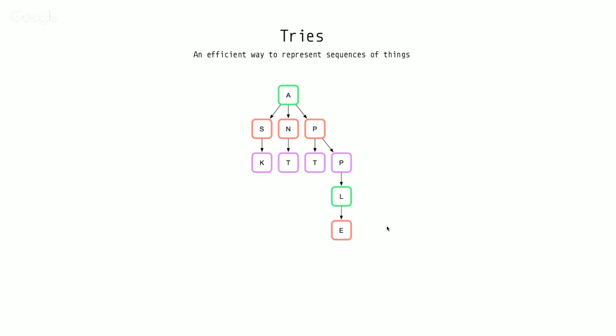So tries are an efficient way to represent sequences of things. So if you have a whole bunch of sequences of, in our case, characters, and you want to store them in a way that it's easy to search and add new things to a data set, a try is a good choice for this type of stuff. So again, in our case, we're looking at characters here.